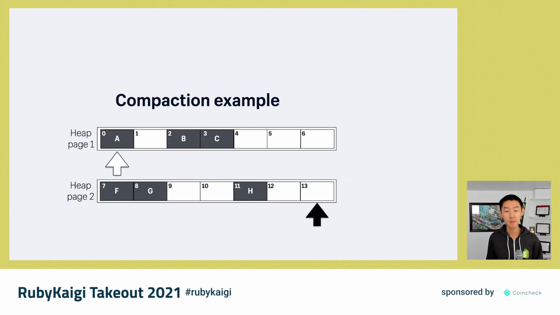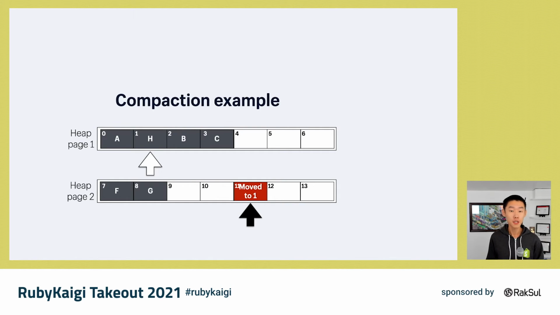Let's see an example of compaction in action. Here, the white arrow is the free cursor and the black arrow is the compact cursor. The free cursor starts at the beginning of the heap, and the compact cursor starts at the end of the heap. The free cursor moves forward until it reaches the first free slot, and the compact cursor moves backwards until it reaches the first live object. It will then move the object at the compact cursor to the free slot and leave a forwarding address at the original object to remember where this object was moved to. We'll use this in the reference updating step.